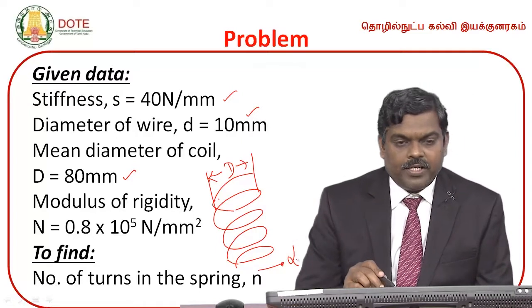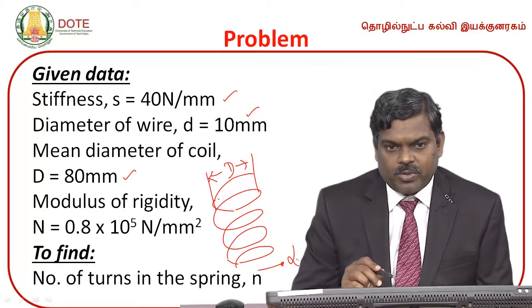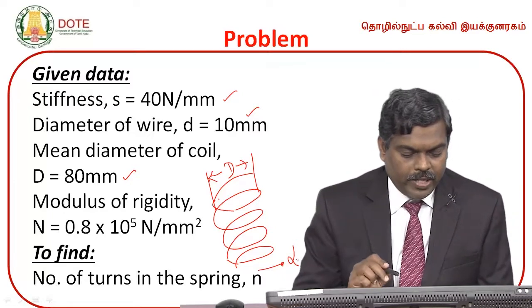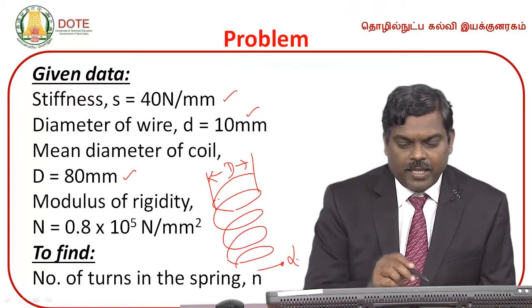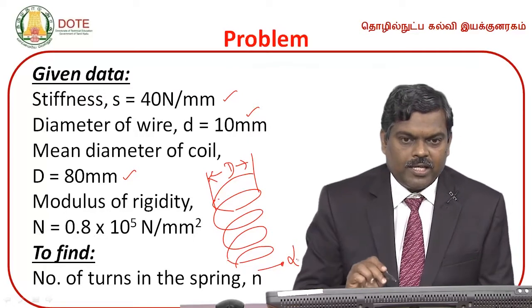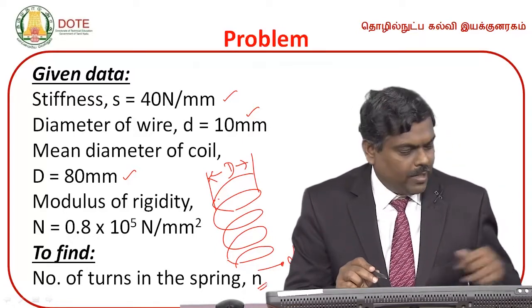Then modulus of rigidity N is equal to 0.8 into 10 to the power 5 Newton per mm square. To find, என்ன கண்டுபிடிக்கணும்? Number of turns in the spring. இதில் எத்தனை காயில் இருக்குது அப்படின்றத கண்டுபிடிக்கணும். It is denoted by n.